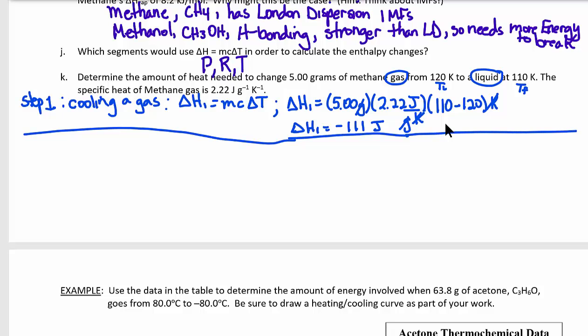Now we have a gas at 110 Kelvin, but we need to turn it into a liquid. So step 2, we are going to condense our gas to a liquid. In order to do that, we're going to have to use our heat of vaporization. The delta H of vaporization is equal to 8.2 kilojoules per mole.